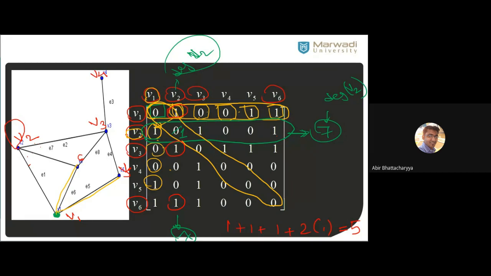Yes, tell me. Sorry? Number of edges along the column? Yes, tell me. Please take off your mask and please ask. For V2? I will put 1 only. You can come here and ask me. Come here and ask me.